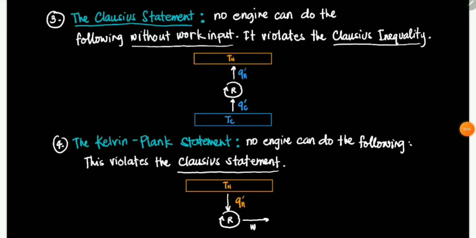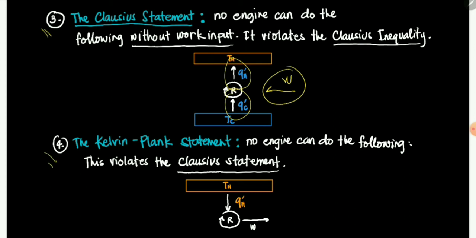Okay? Now, let's take note of the things that engines cannot do. So, for number 3, it's called the Clausius statement. So, based on the Clausius statement, no engine can do the following without work input. It violates the Clausius inequality. So, the Clausius inequality states that heat flows from a region of high temperature to low temperature para ma-reach yung thermal equilibrium. So, based on the Clausius statement, wala tayong engine na spontaneously nag-extract ng heat from a low temperature reservoir tapos i-release niya sa higher temperature reservoir. Hindi yan pwede. Kailangan merong input ng work para at least maging ano siya, refrigerator.